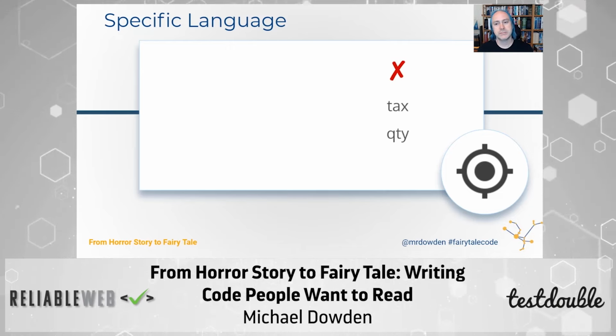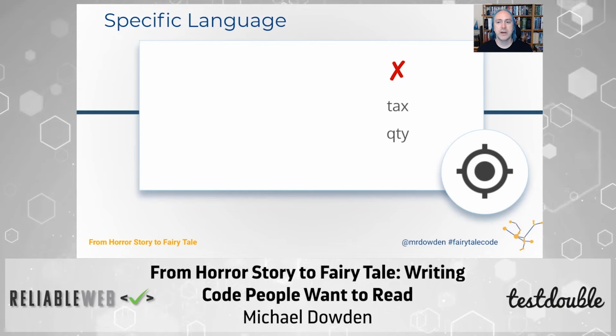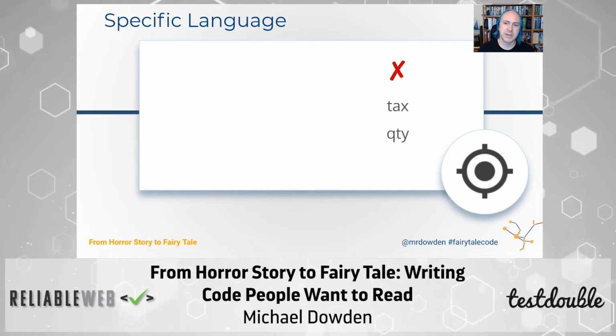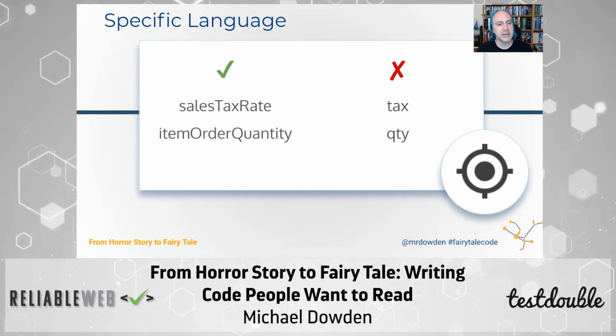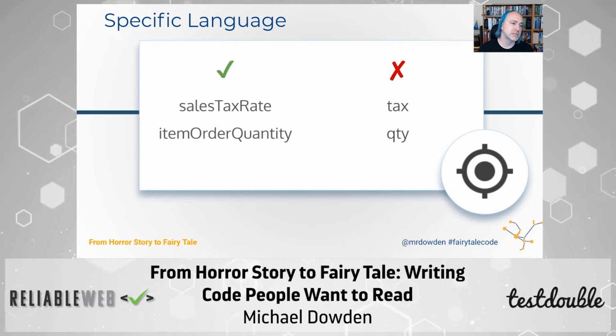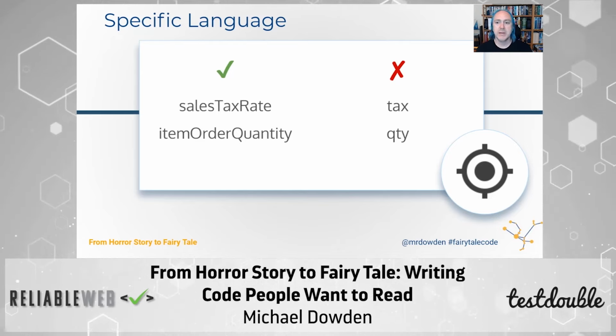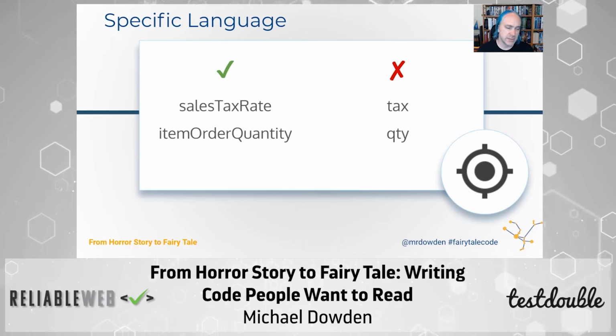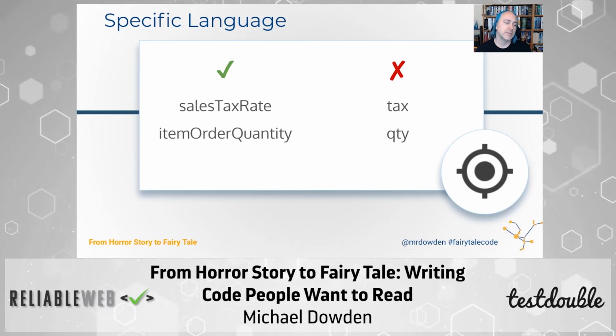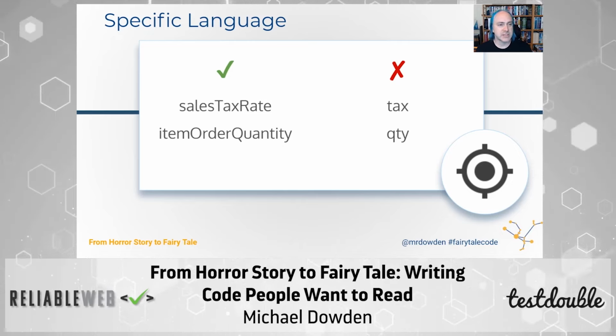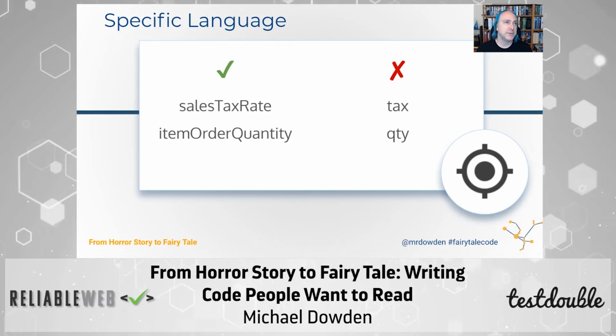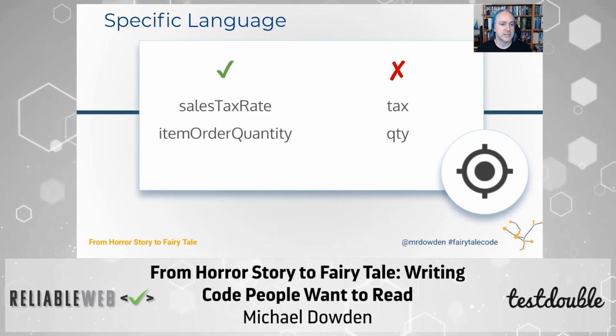For example, tax and quantity. Are those specific? Are those in a common language of our problem domain? Maybe not. Tax can be ambiguous, so let's be specific. Sales tax rate. Because a tax could be a rate, something we multiply by an amount, or it can be the actual amount, right? A tax rate could be 10%, or it could be $5, as an example.